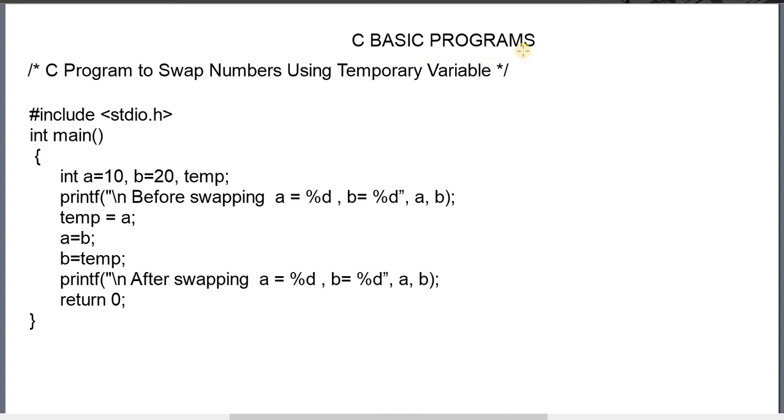See basic problems. Let me explain code of swap numbers using temporary variable. Here we have declared three variables a, b and temp. A will take 2 bytes memory, b will take 2 bytes memory and temp also takes 2 bytes memory, because this variable type is int. We have given values also for a and b. The a value is 10 and b value is 20.